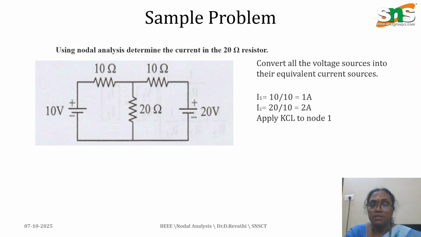So here, considering a problem, there is a node where two 10 ohm resistors and a 20 ohm resistor meet at a point. We are considering this problem.